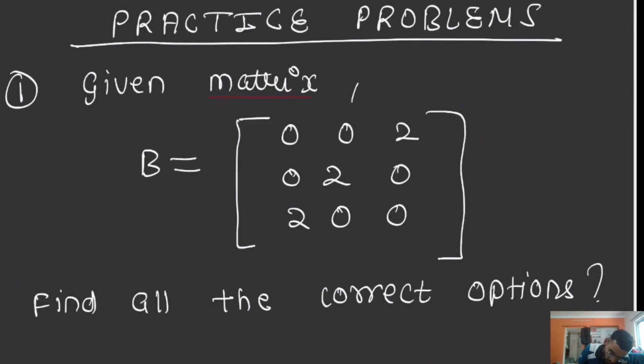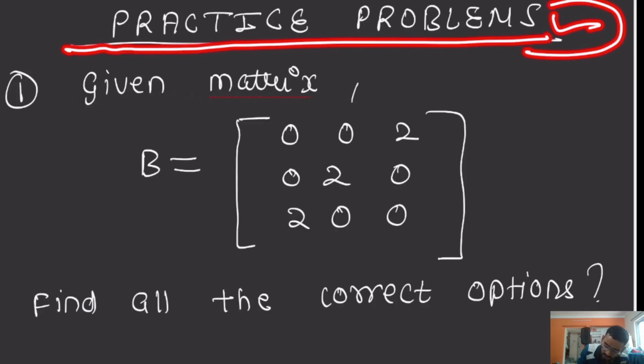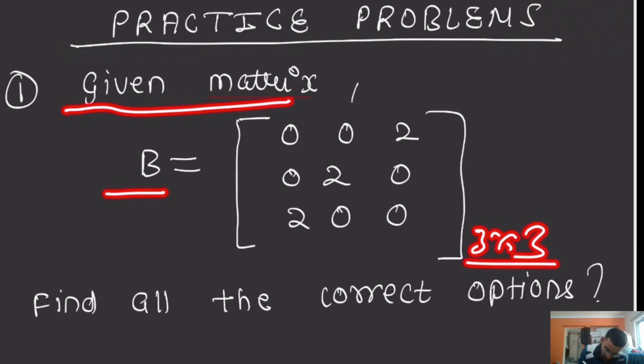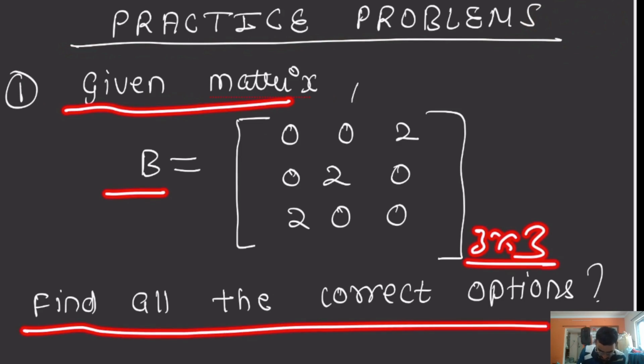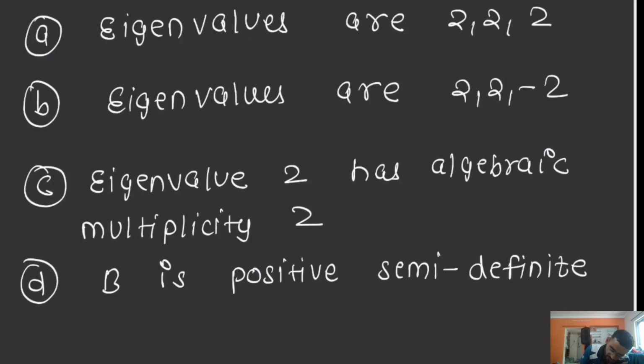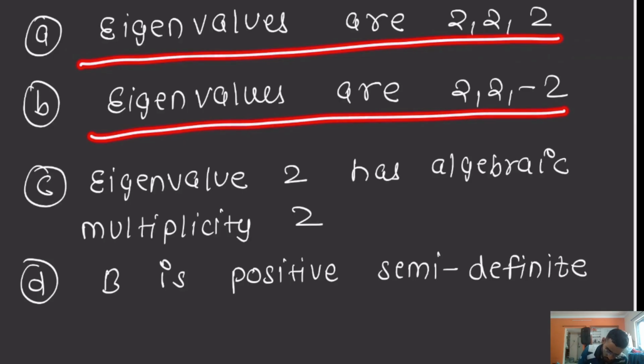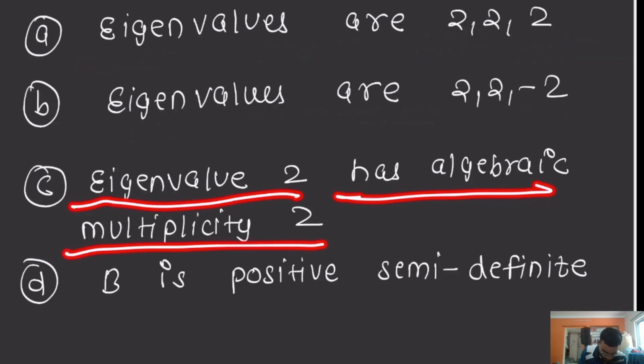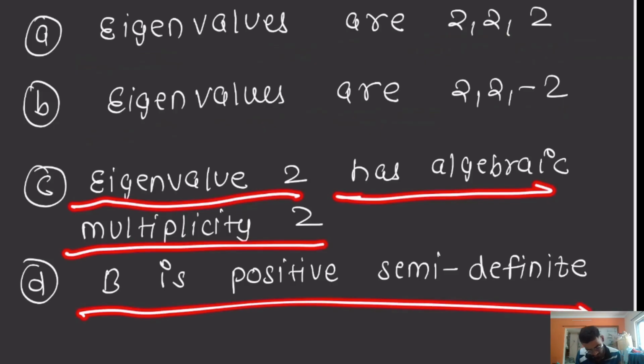Okay, so now moving on to a few practice problems that are similar to the above problem. The first problem is, given matrix B, which is a 3 cross 3 matrix, we need to find all the correct options. First, eigenvalues are 2, 2, 2. Eigenvalues are 2, 2, minus 2. Eigenvalue 2 has algebraic multiplicity of 2. B is positive semi-definite.